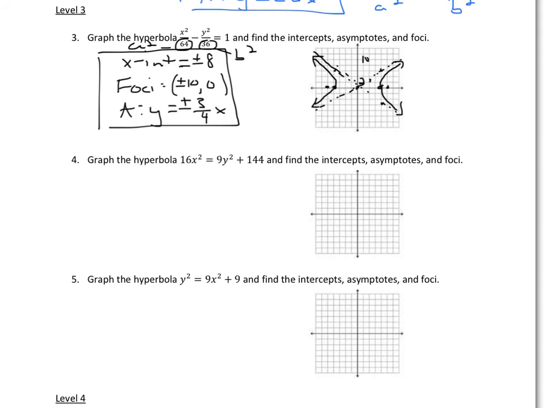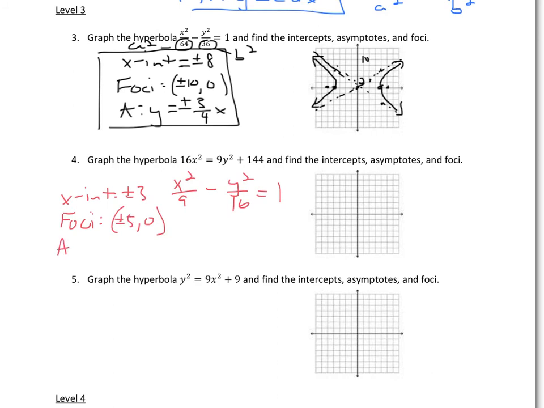Okay? Now the next one. We have to divide by 144 and move the 9 over. So the manipulated equation is going to be x squared over 9 minus y squared over 16 equals 1. Okay, now since the x comes first, we know we've got x-intercepts. It's going to be plus or minus 3. Foci. Ours comes from C, right? It's going to be on the x, so the 0 is with the y. In order to get that, we've got a squared, which is 9, b squared is 16, add them up, take the square root, you get plus or minus 5.